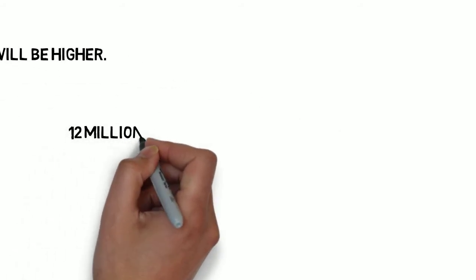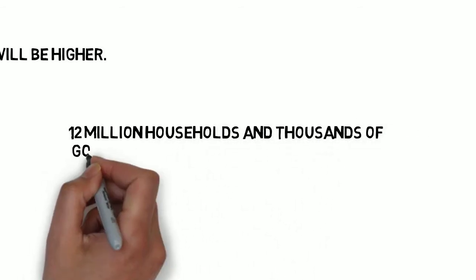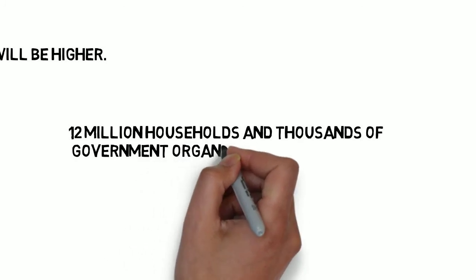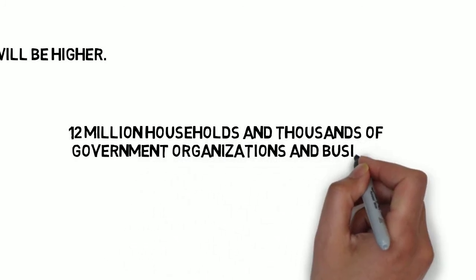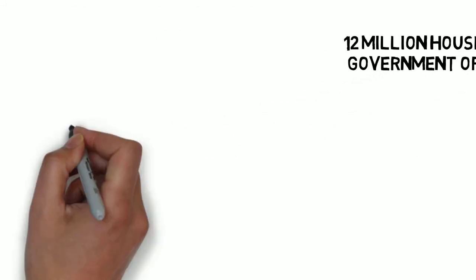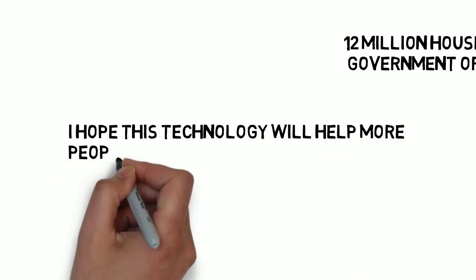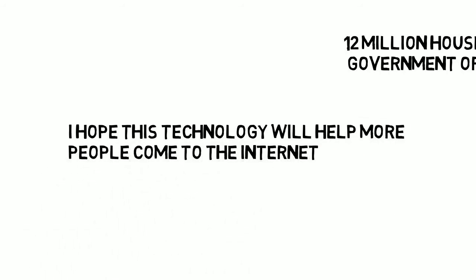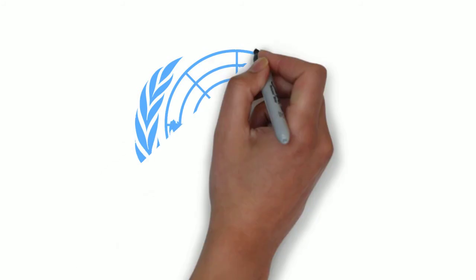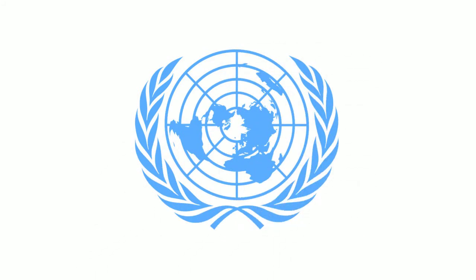The state government hopes that with the introduction of laser delivery technology and the adoption of cable-less internet, 12 million households and thousands of government organizations and businesses will have broadband internet by 2019. I hope this technology will help more people come to the internet. Also, recently the United Nations declared that the internet is a basic human right and you can't cut off a person from the internet. That's all for now.